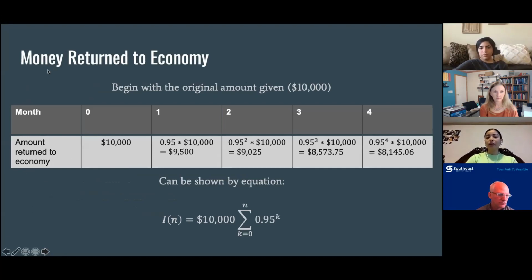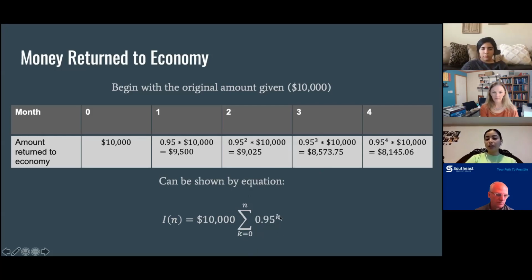So we first begin with the original amount given, and what we could do with this is figure out how much of this amount is going to go into the economy based on the idea that 95% is the spending rate. So what you would do to figure that out is basically just multiply the amount given times the spending rate, which in this case is 95%. And you could do that for the following months to figure out whatever month you want to figure out the amount for.